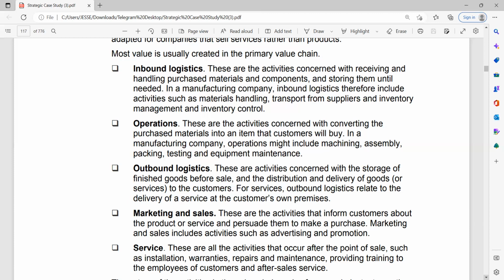These are activities concerned with converting the purchased materials into an item that customers will buy. So here you are looking at conversion. In a manufacturing company, operations might include machining, assembly, packing, equipment maintenance, testing, etc. So operations is looking at processing and conversion.